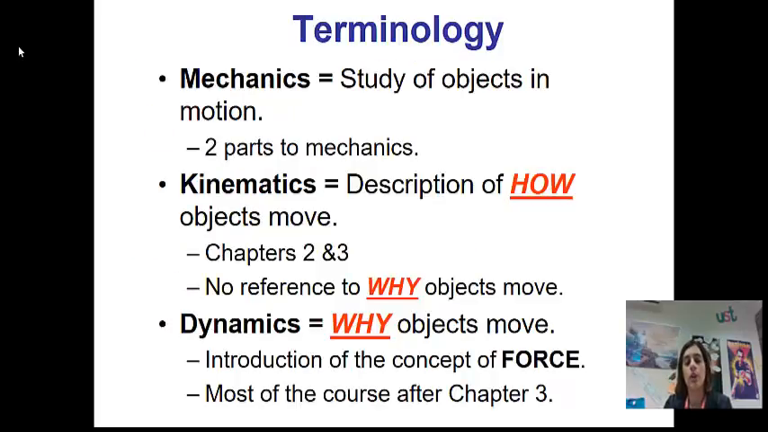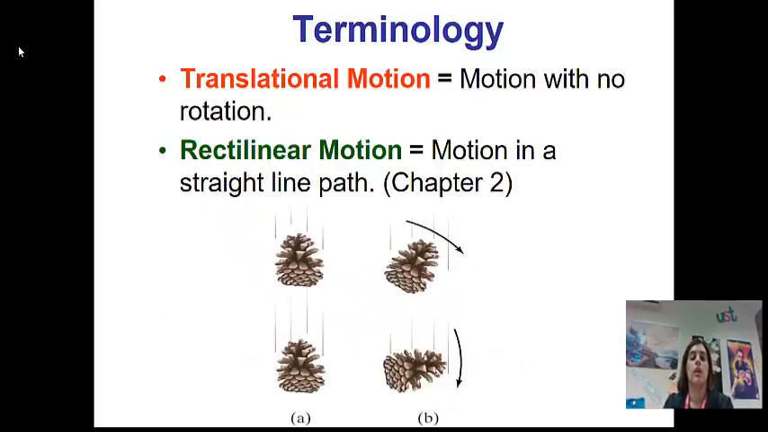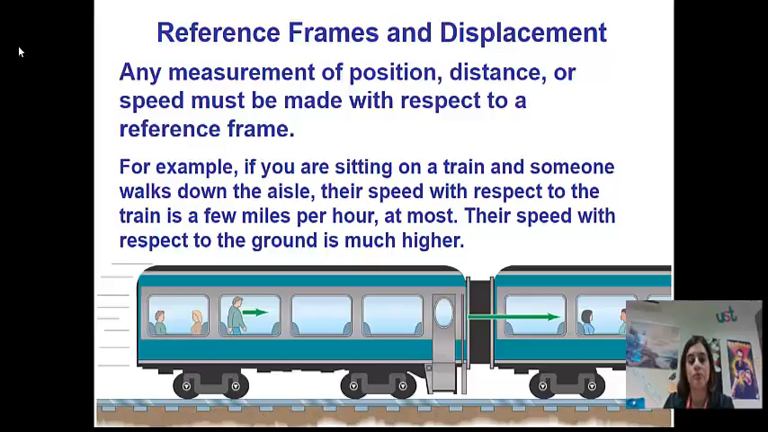So we already know that mechanics is the study of objects in motion. There are two parts to mechanics: we have kinematics and we have dynamics. And right now we're going to look at kinematics. We're looking at how objects move. You have translational motion, where there's no rotation at all. And then you have rectilinear motion. You still have motion in a straight-line path, but you can also have some rotation with it.